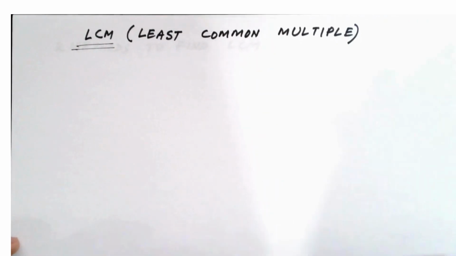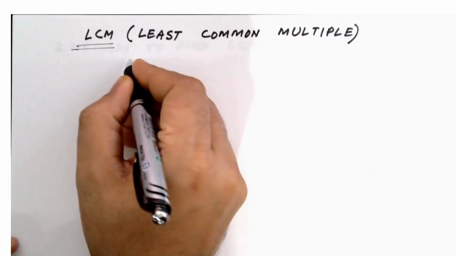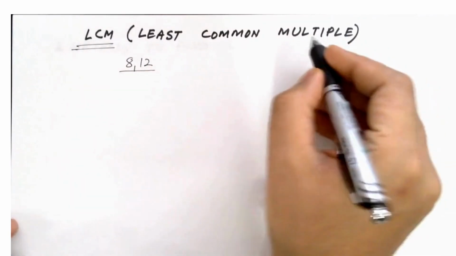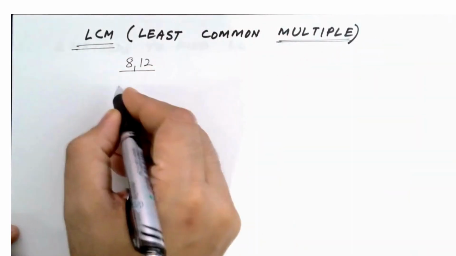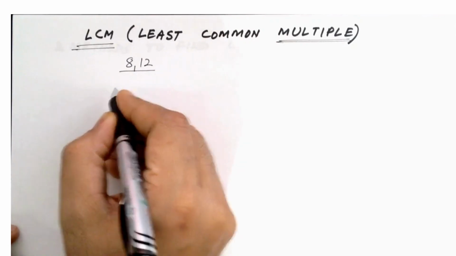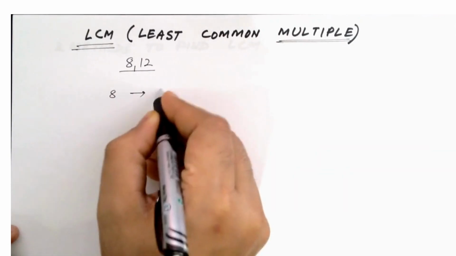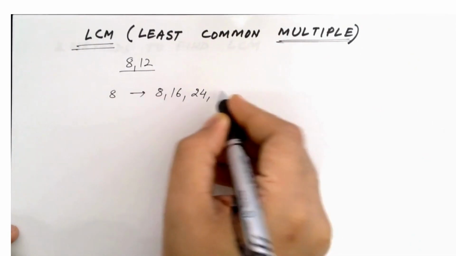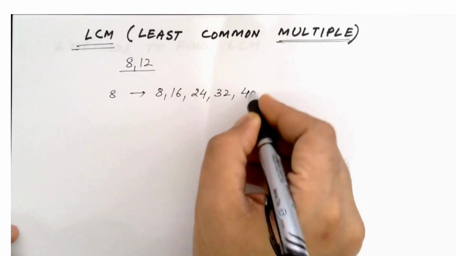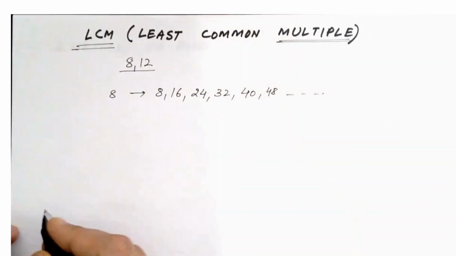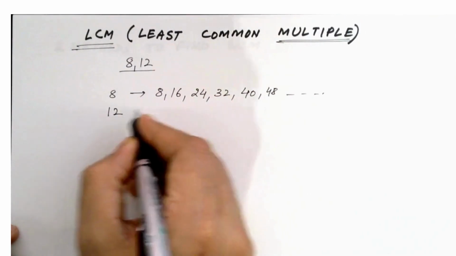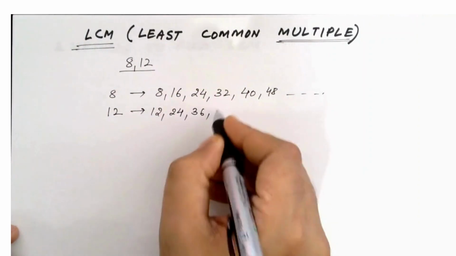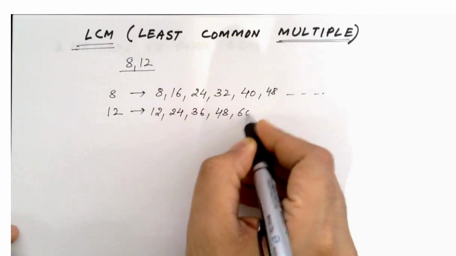In simpler words, let's take an example. Let's take two numbers, 8 and 12. We have to stress on this term, which is multiple. So we have to write the multiples of 8. What are the multiples of 8? They are 8, 16, 24, 32, 40, 48 onwards. Similarly, let's write the multiples of 12. They are 12, 24, 36, 48, 60 and onwards.